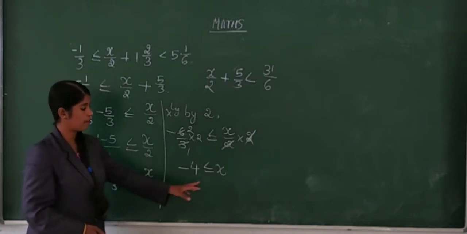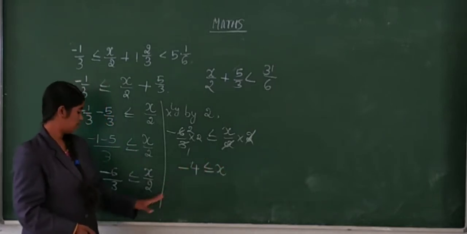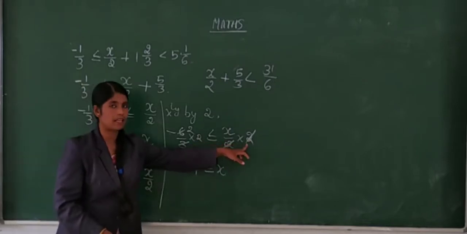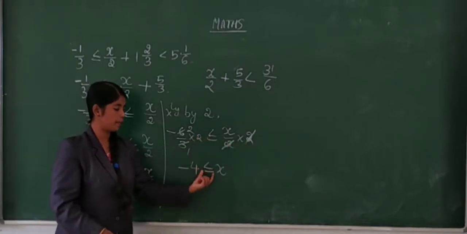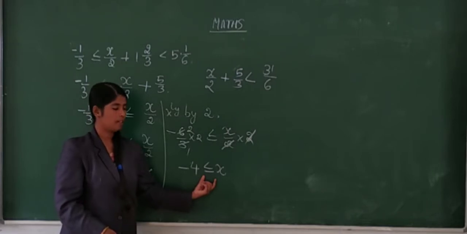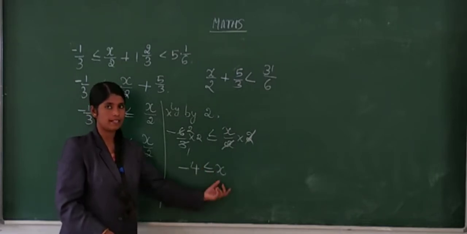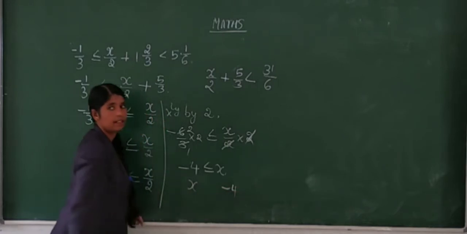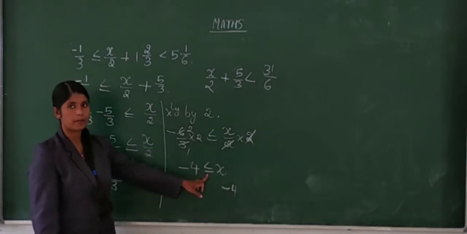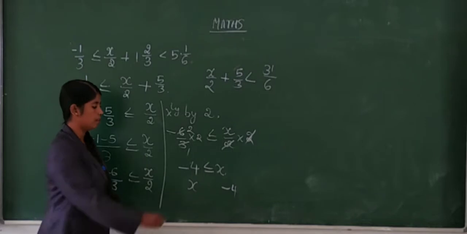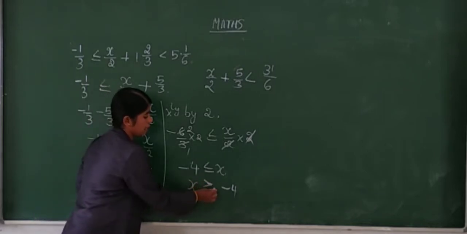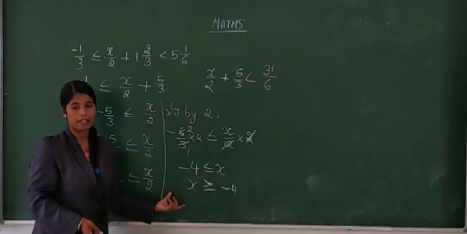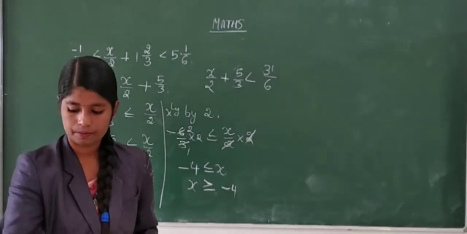Correct? So now we have to bring this x to this side. Since we have multiplied by the positive number, the sign of the inequality remains the same. Correct? Then we have to inverse this. So here x comes here, minus 4 goes that side, and the sign which is less than or equal to changes to greater than or equal to. This is the solution for the first set of equation.